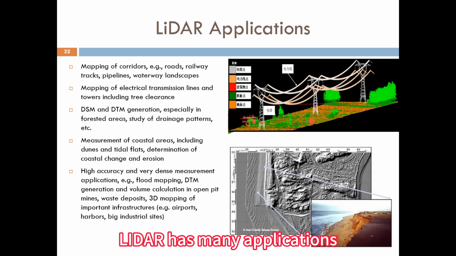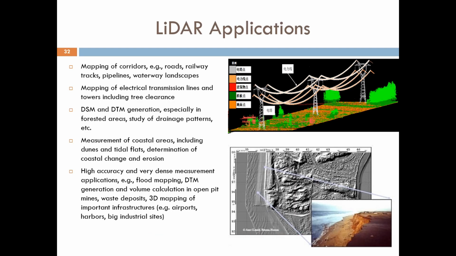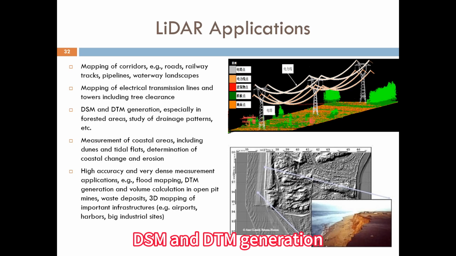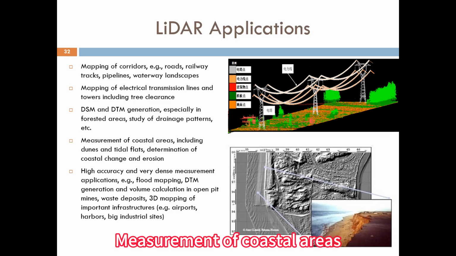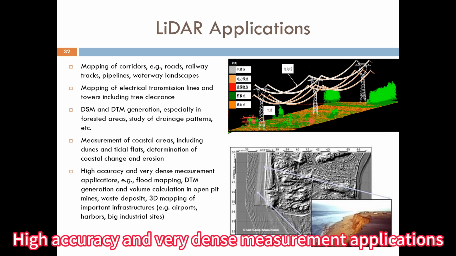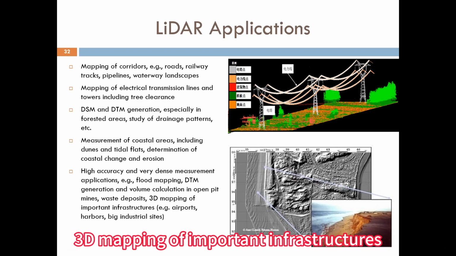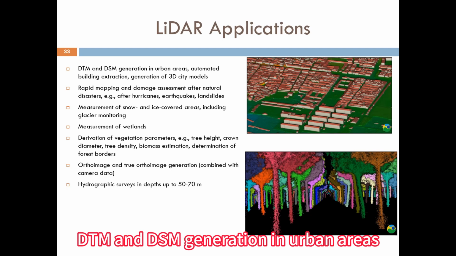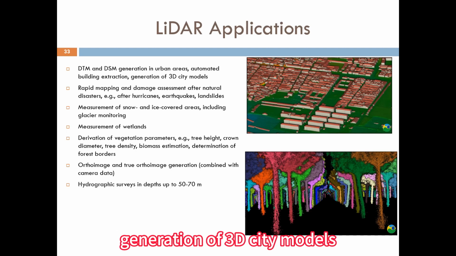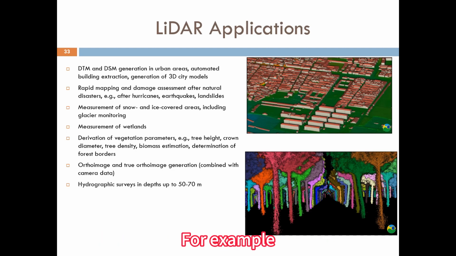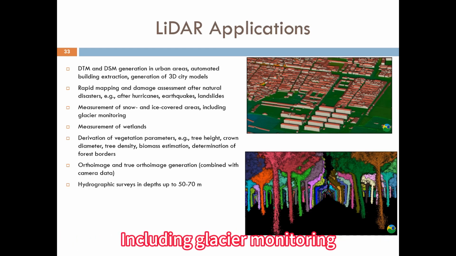LiDAR has many applications. For example, mapping of corridors, mapping of electrical transmission lines and towers including tree clearance, DSM and DTM generation, measurement of coastal areas, high accuracy and very dense measurement applications, for example, flood mapping, DTM generation and volume calculation in open pit mines, waste deposits, 3D mapping of important infrastructures, DTM and DSM generation in urban areas, automated building extraction, generation of 3D city models, rapid mapping and damage assessment after natural disasters, for example, after hurricanes, earthquakes, landslides, measurement of snow and ice-covered areas, including glacier monitoring.